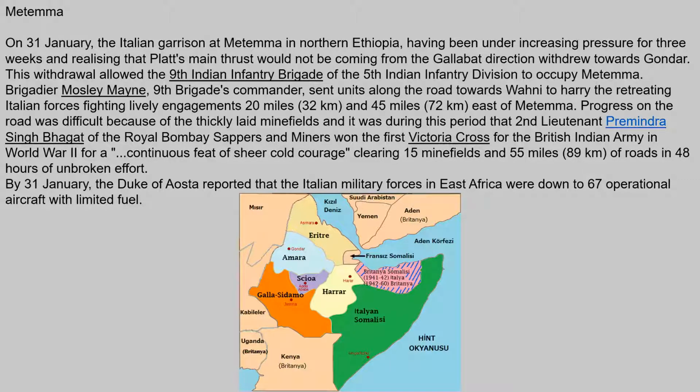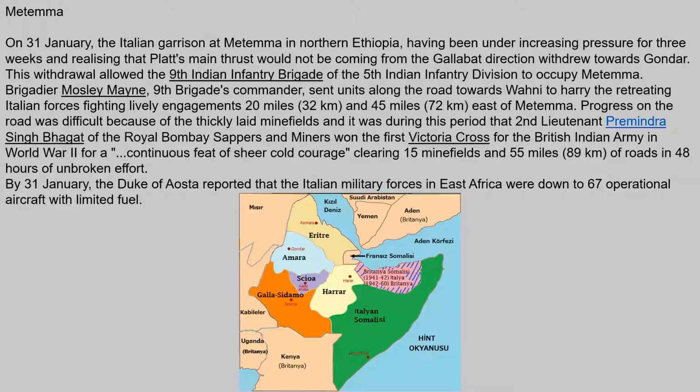Progress on the road was difficult because of the thickly laid minefields, and it was during this period that 2nd Lieutenant Pramindra Singh Bhagat of the Royal Bombay Sappers and Miners won the first Victoria Cross for the British Indian Army in the Second World War for a continuous feat of sheer cold courage, clearing 15 minefields and 55 miles, 89 kilometers of roads in 18 hours of unbroken effort.